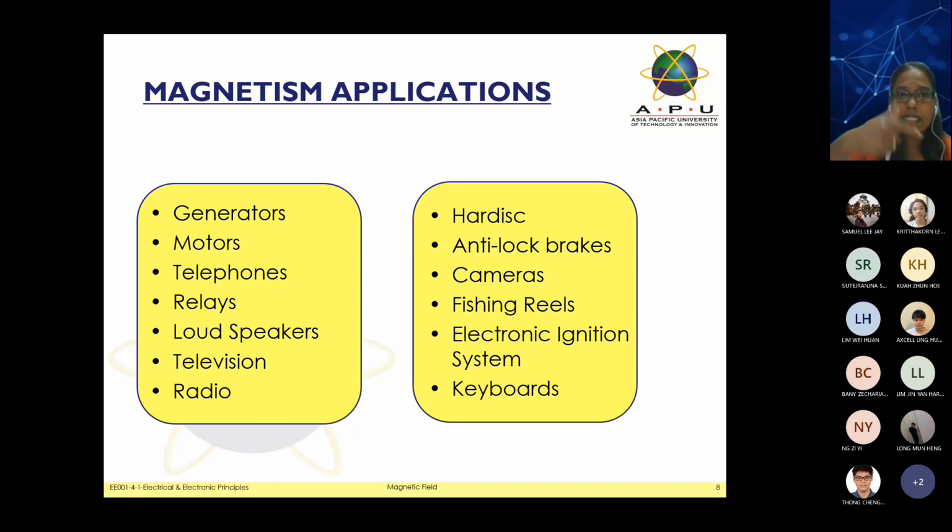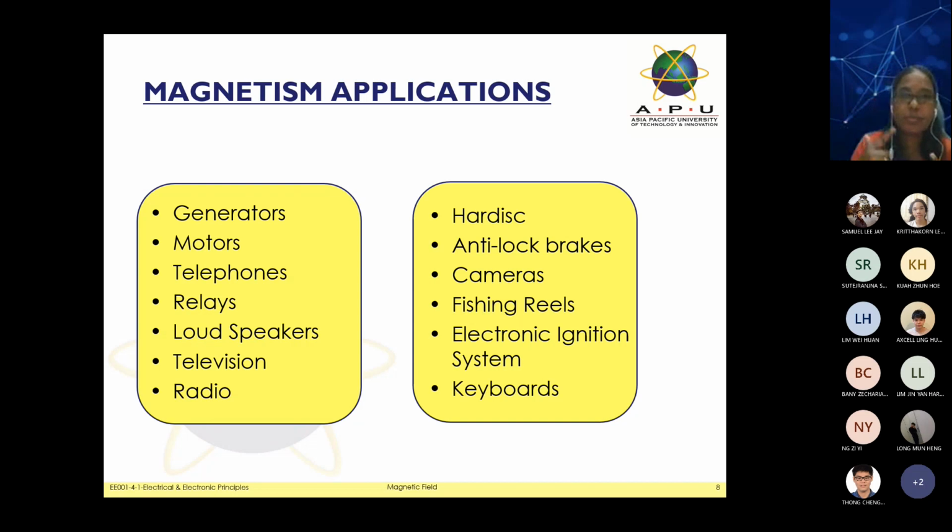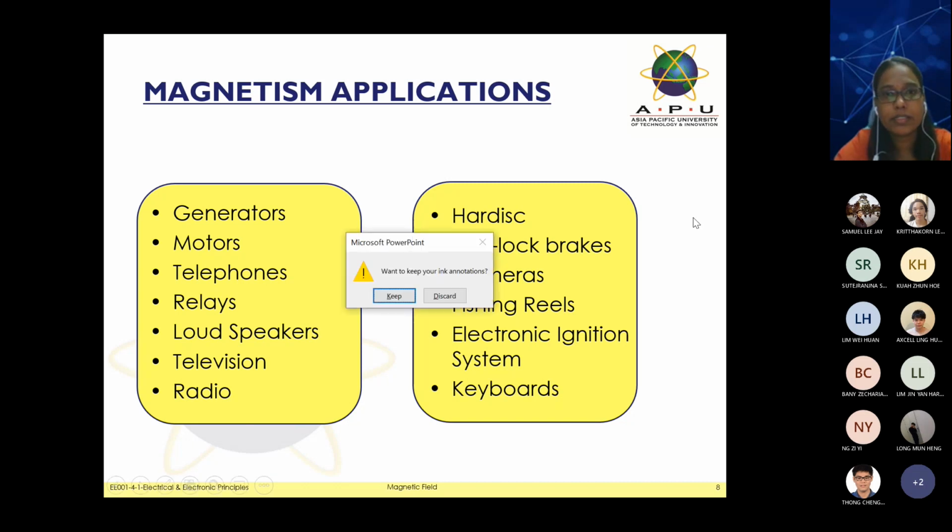In this part we have a generator, a motor, and a telephone. Have a look, telephones are also one of the applications here. We also have a relay, but take note, a relay is actually a component. It has five terminals, and it looks like a component. Okay, just give me one minute.